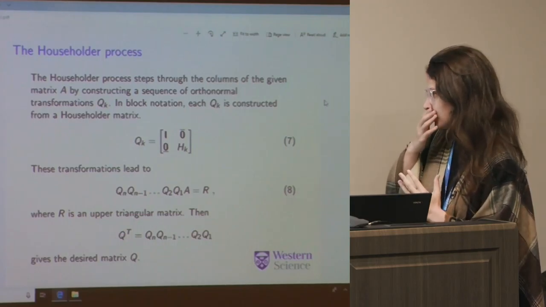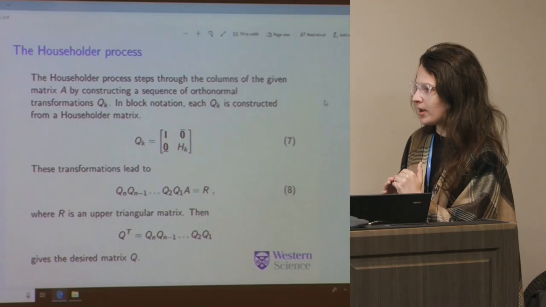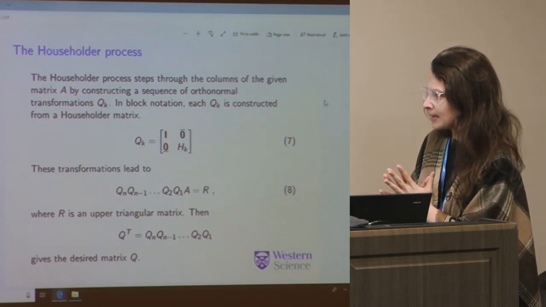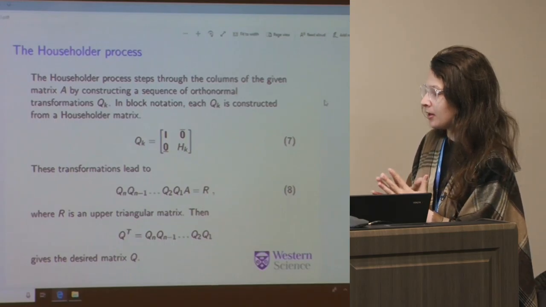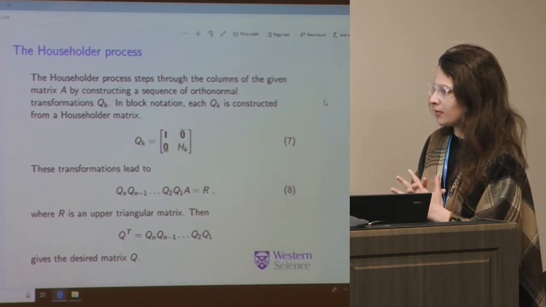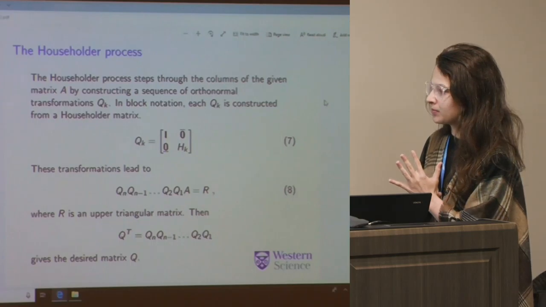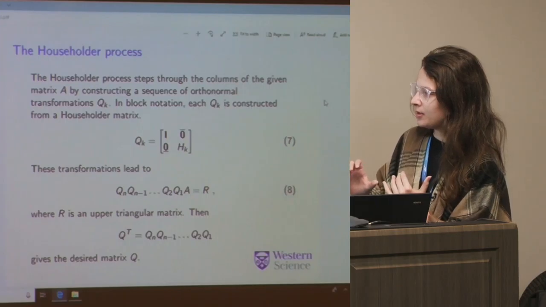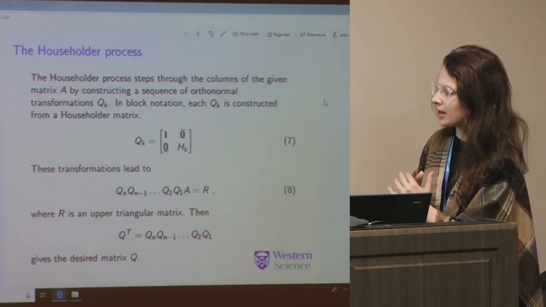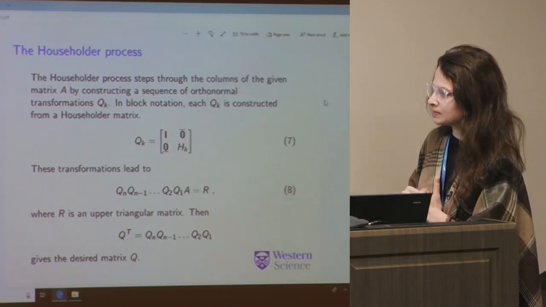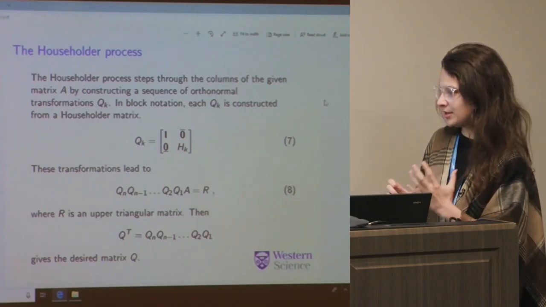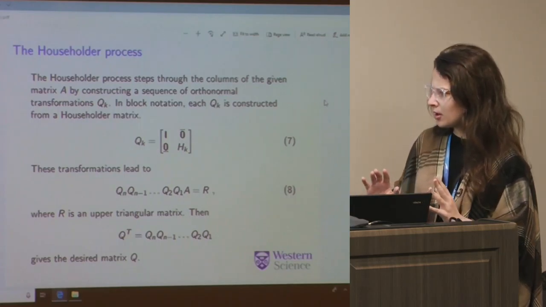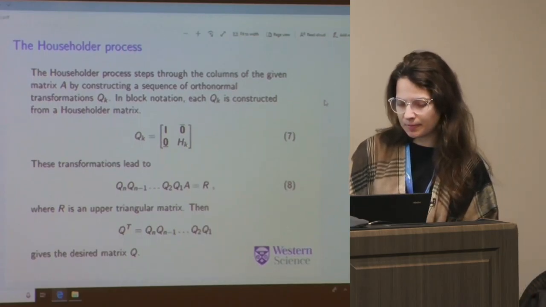So you're reducing your initial matrix to an upper triangular matrix R. And of course, because of that property that we've discussed, that H is orthonormal, we can take the product of Q's to the other side, and we have the QR factorization. That gives us the desired matrix Q, which is in fact Q transpose, but it doesn't really matter for the QR factorization.